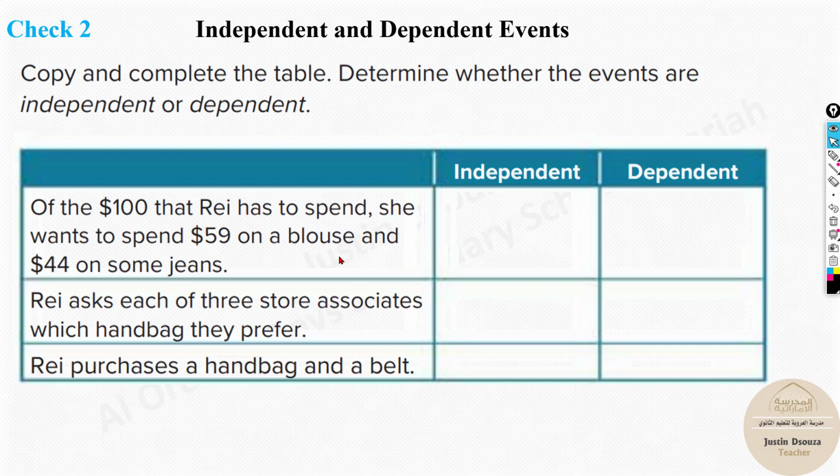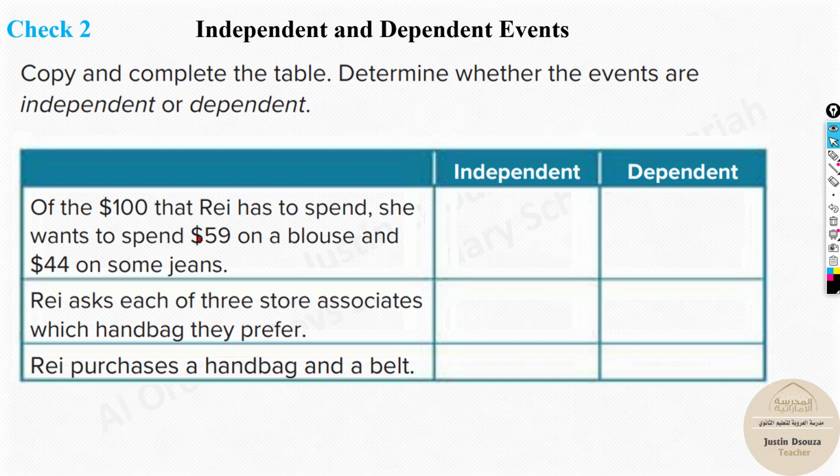Now here, please try pausing the video and try to solve this by yourselves. I'll read through the statements and you think in your mind and then answer. So of the $100 that Ray has to spend, she wants to spend $59 on a blouse and $44 on some jeans. What do you think this is?